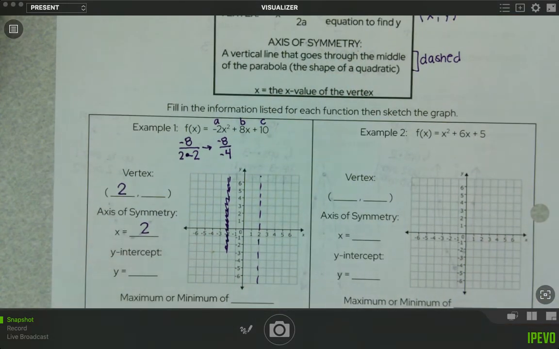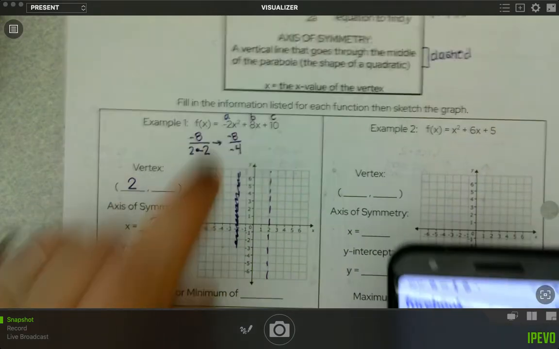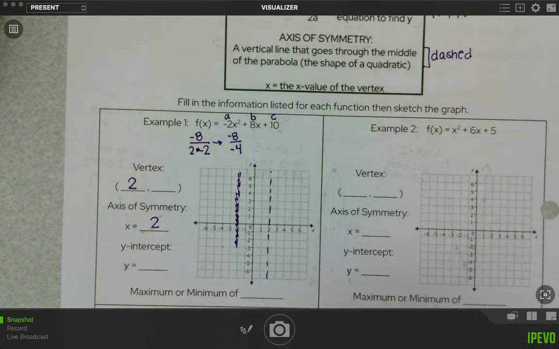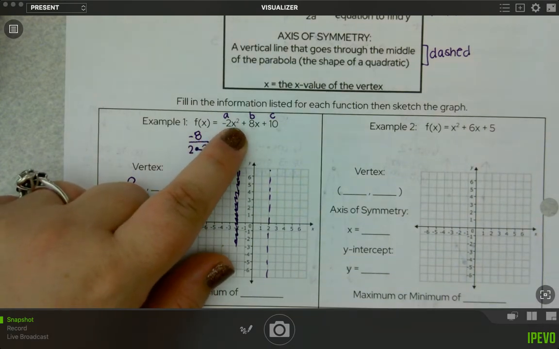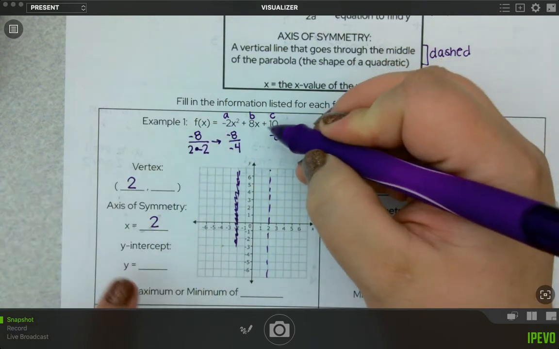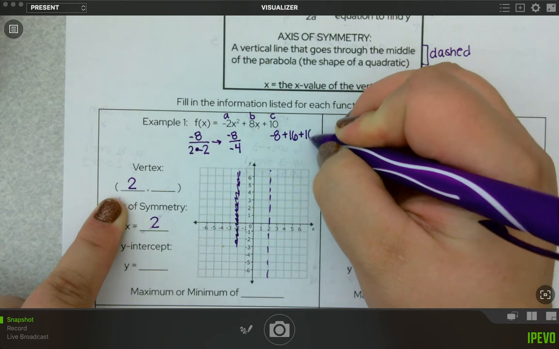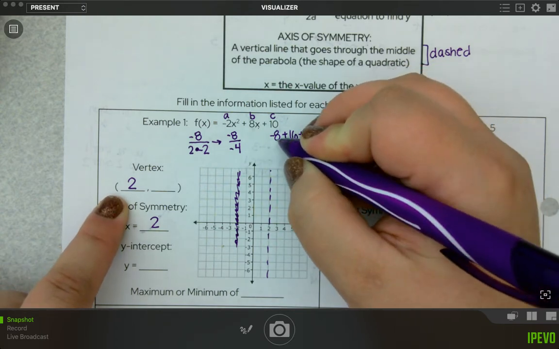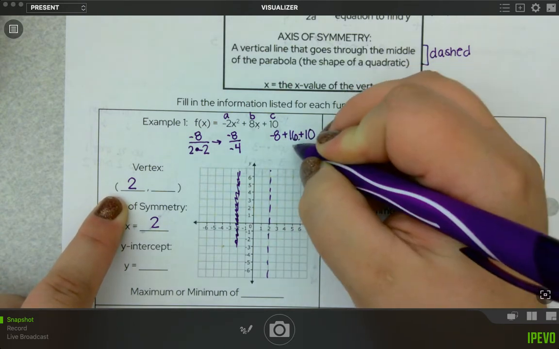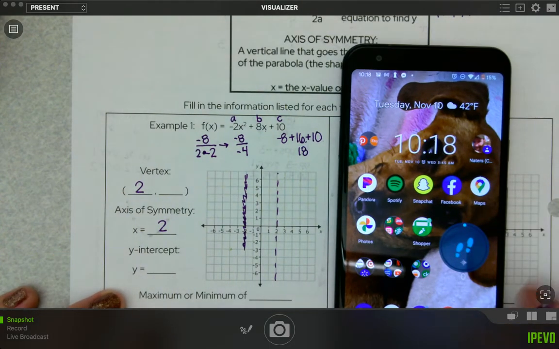And then we're going to take that number 2 and plug it into the equation. Here's the thing. You're going to square 2 and then multiply it by the negative 2. Okay, so 2 squared is 4. 4 times negative 2 would be negative 8. Plus 8 times 2 is 16. Plus 10. Which ends up being 8 plus 10. So 18. Or take out your handy dandy calculator.